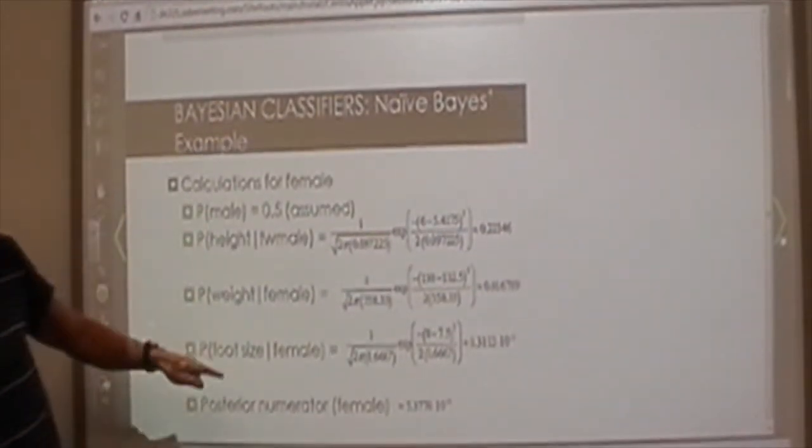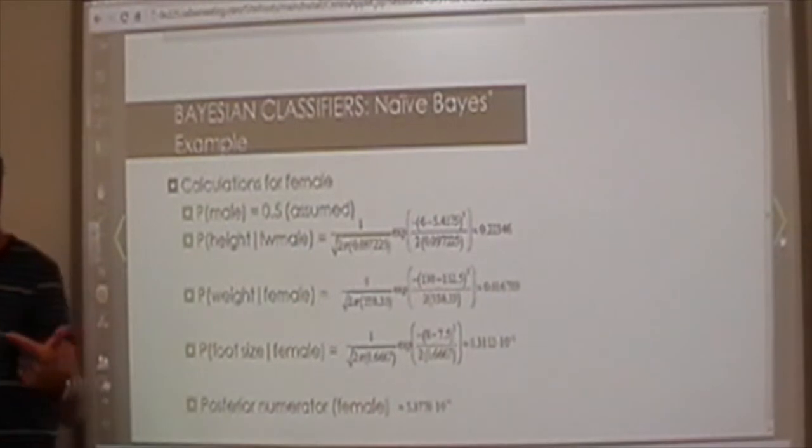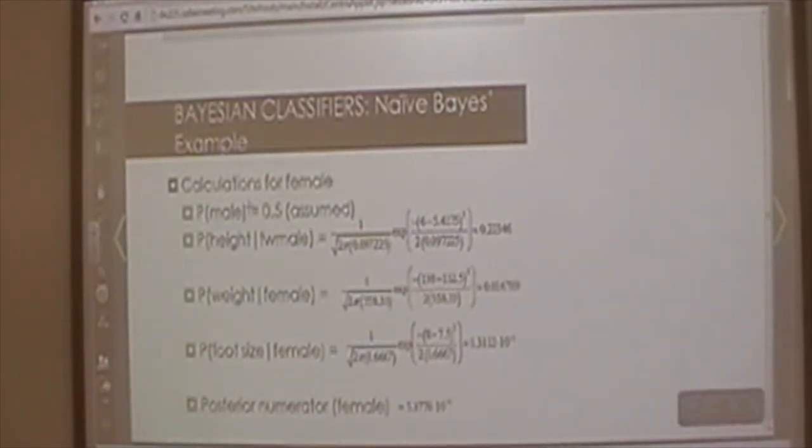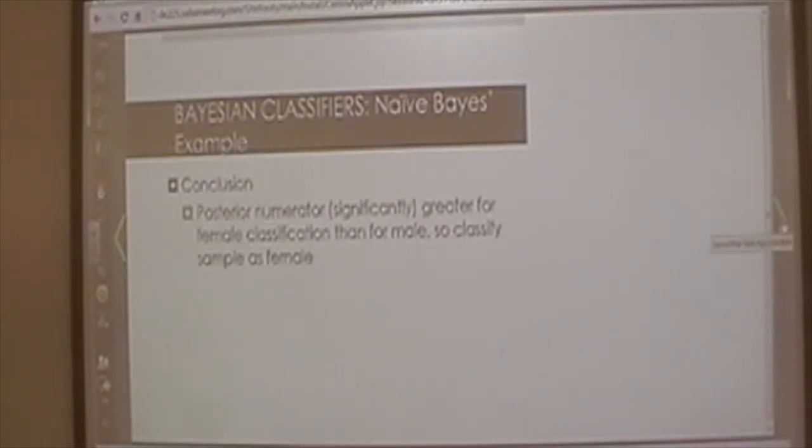Female. Same problem. We get 5 times 10 to the negative 4, and we compare that to 6 times 10 to the negative 9. So which class is it more likely to be considered? Right, the posterior numerator, because the denominators are exactly the same, is significantly greater for being classified as female than for being classified as male. So that particular example, we will now classify as female.